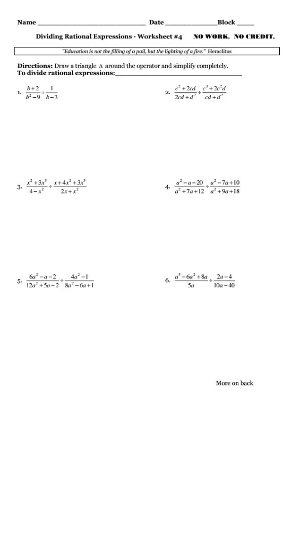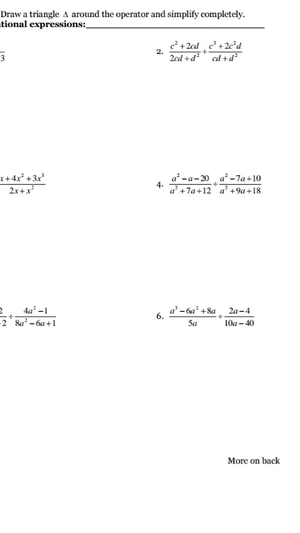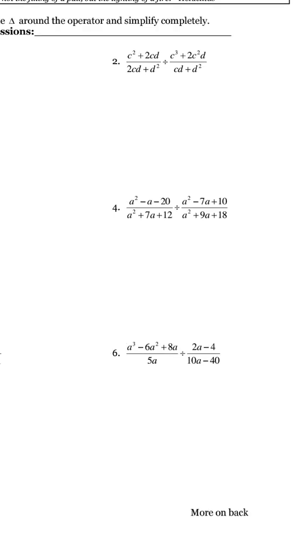We're going to move on to dividing now. So worksheet 4 is what we're looking at, and I will do the evens once again for this. So let's go ahead and look at number 2 here. We've got (c² + 2cd)/(2cd + d²) divided by (c³ + 2c²d)/(cd + d²).